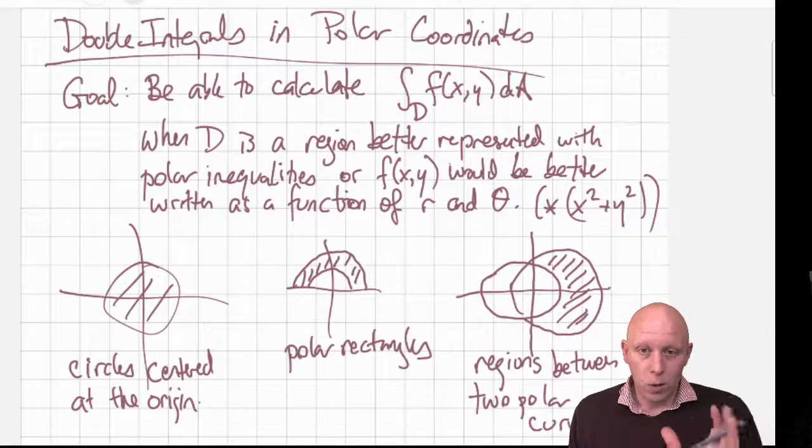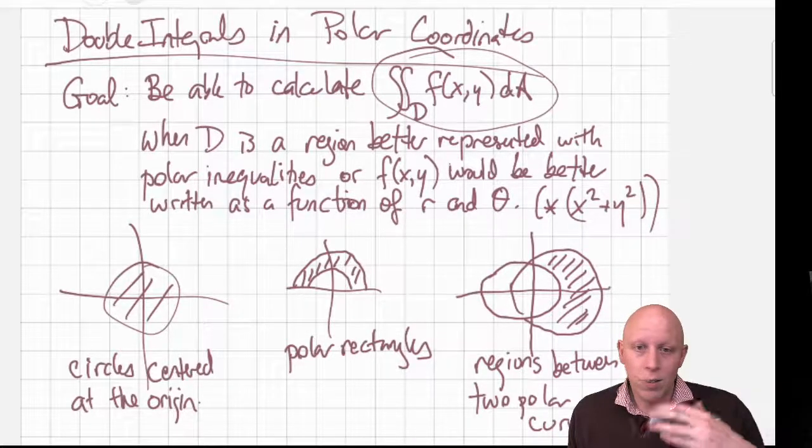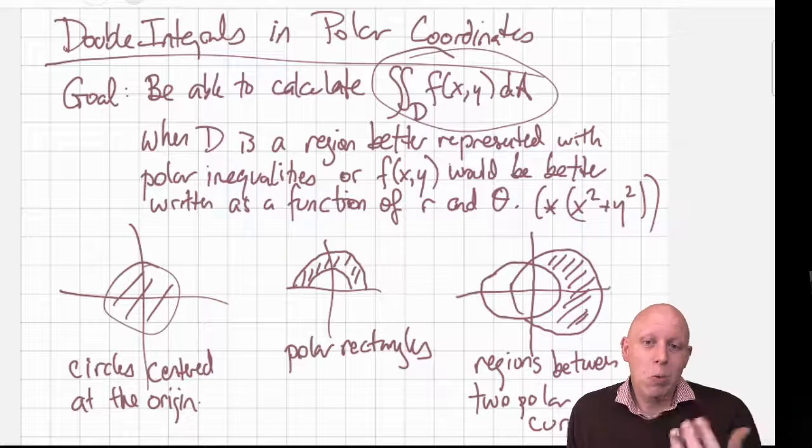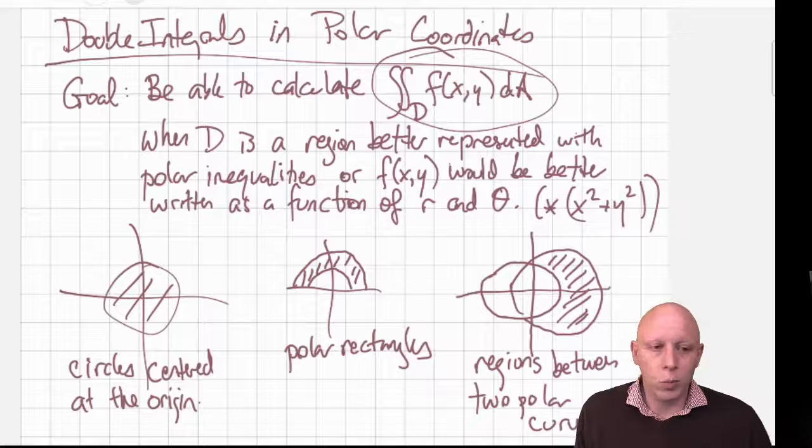So this is our goal. Our goal is to be able to calculate these double integrals when we have a domain that maybe we wouldn't be able to calculate otherwise, except if we convert over to polar coordinates.